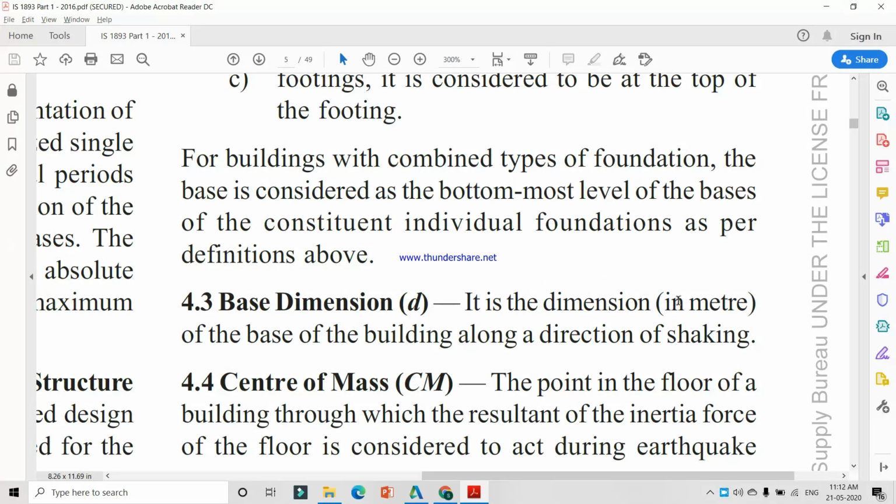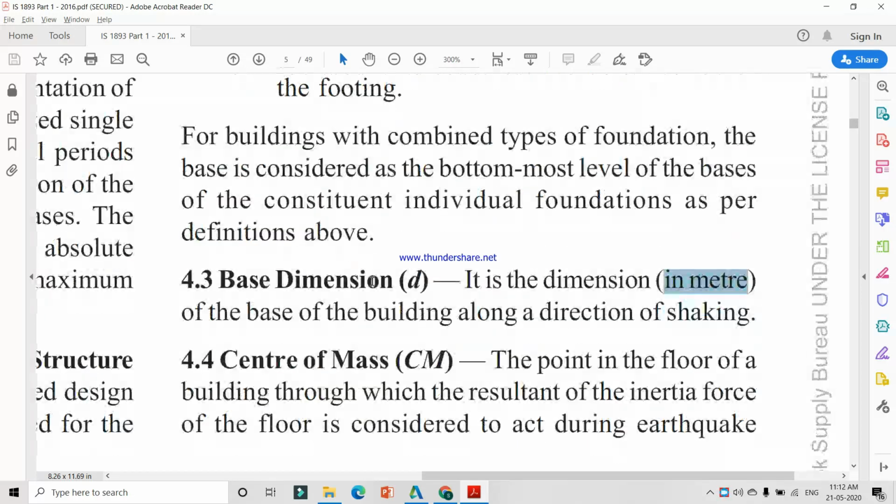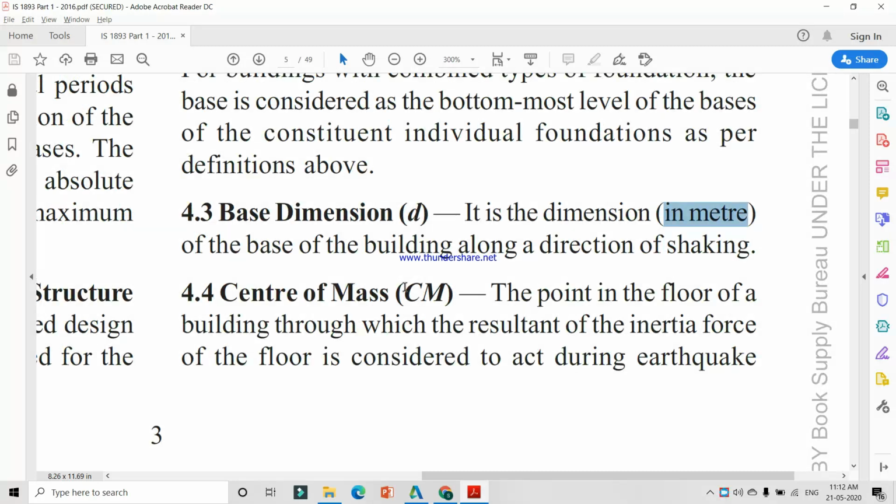What is the base dimension? It is the dimension generally measured in meters along the direction of shaking. Sorry, the shaking direction and the base dimension are perpendicular to each other.